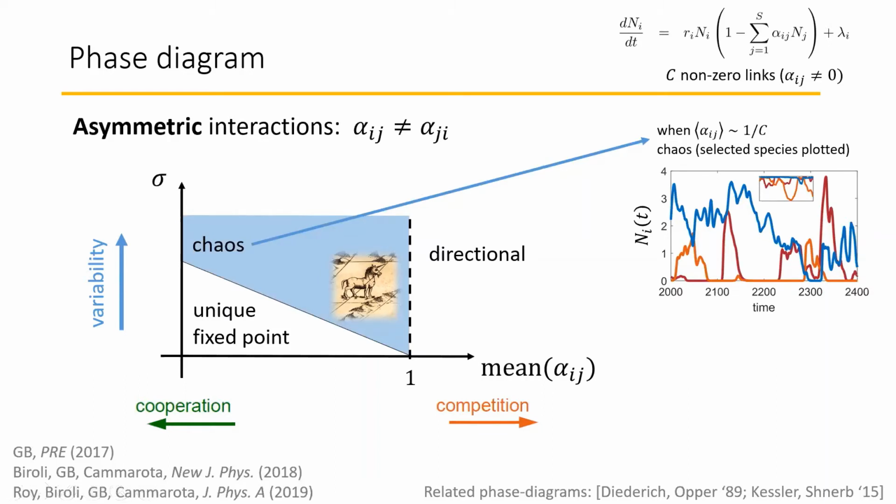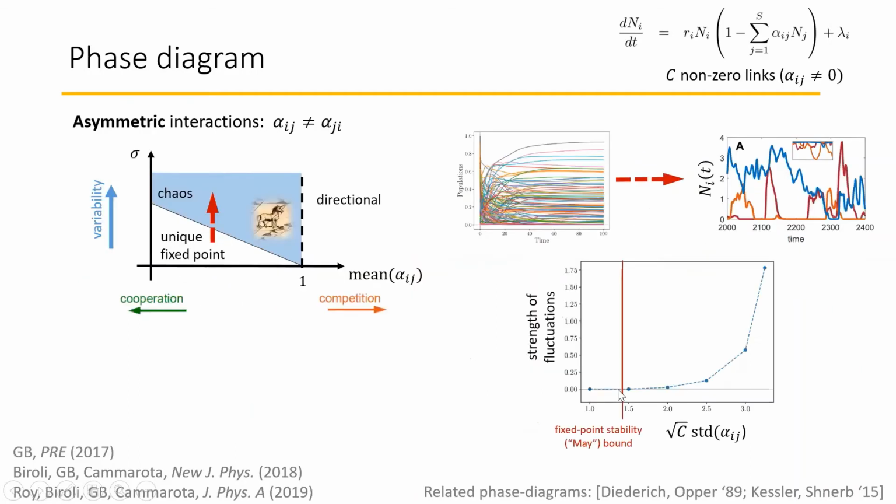All the matrix is independent random numbers. Then what we see is, when crossing from the unique fixed point, we see chaos. And this is the chaos I mentioned before. And again, this crossing happens at a single point. It always happens at the same point.